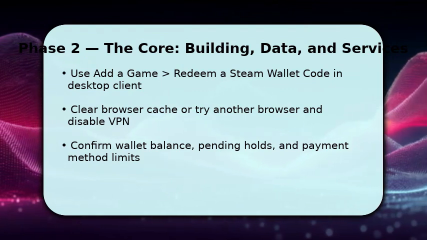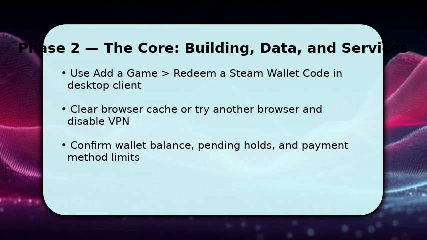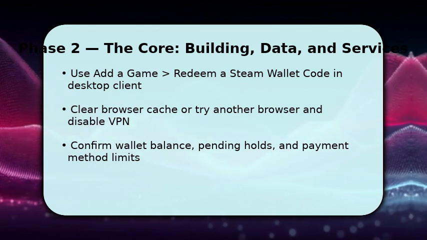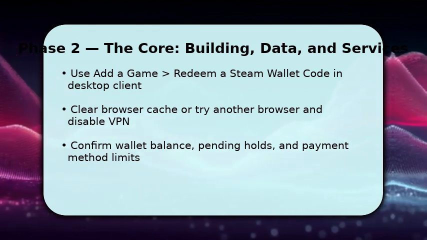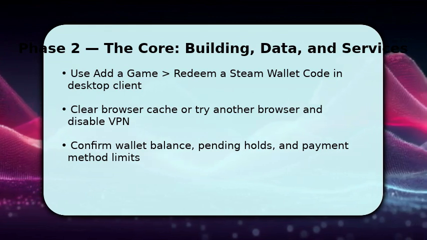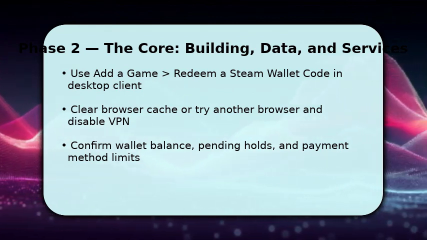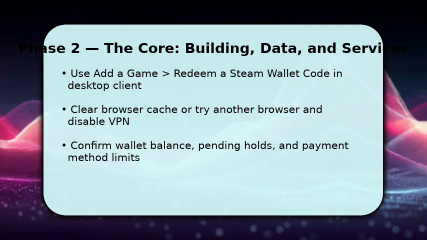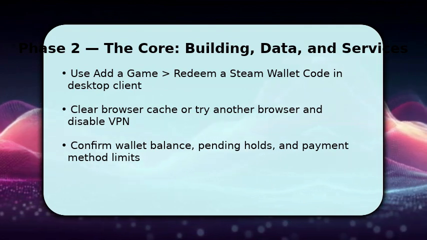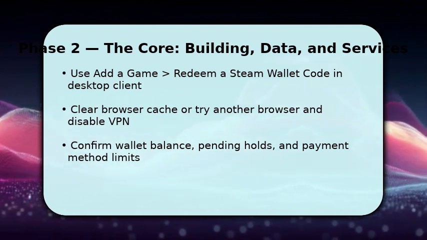Open Steam Desktop Client, choose Add a Game, then redeem a Steam Wallet code and enter the code. If the web page errors, clear cache or switch browsers. Temporary cookies or a VPN can interfere. Make sure you don't have pending holds on purchases and verify region locks and family or account spending limits.